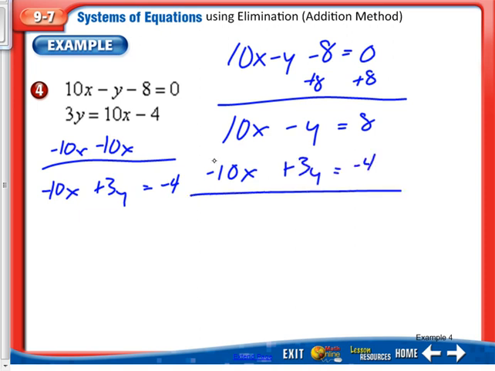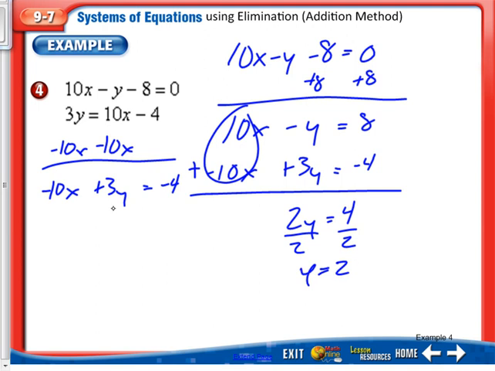All right, I'll draw my line. I'm going to add these two together because this is a 10 and this is a negative 10, so that's going to get zeroed out. I'm going to be left with 2y is equal to 4. And divide both sides by 2. And y is equal to 2. Okay, so now I need to plug in my value of 2 over here. It doesn't matter where. Since I have this equation right here on the bottom, I'm just going to go ahead and use that one. So negative 10x plus 3 times 2 is equal to negative 4.